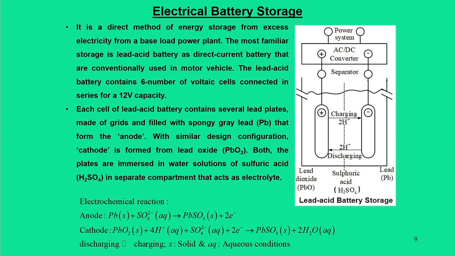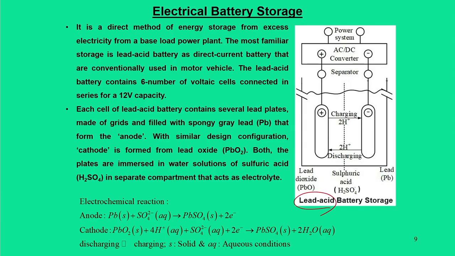So, the next type of energy storage system, which is a direct form, is called the electric battery. In our day to day life, we come across various types of batteries, and a typical one is the lead acid battery. But on a large scale, a direct method of energy storage in terms of lead acid batteries can be considered. The lead acid battery is a direct current battery which is conventionally used in motor vehicles; almost all vehicles have this type of battery.